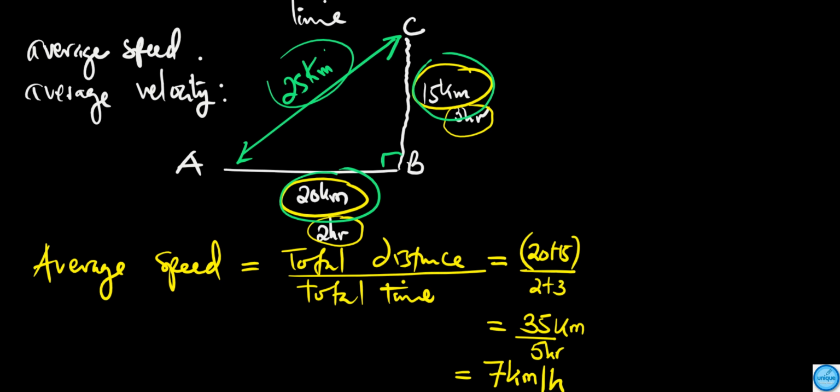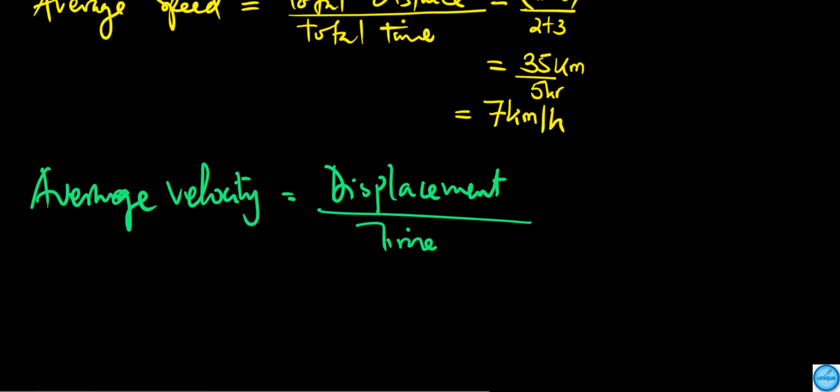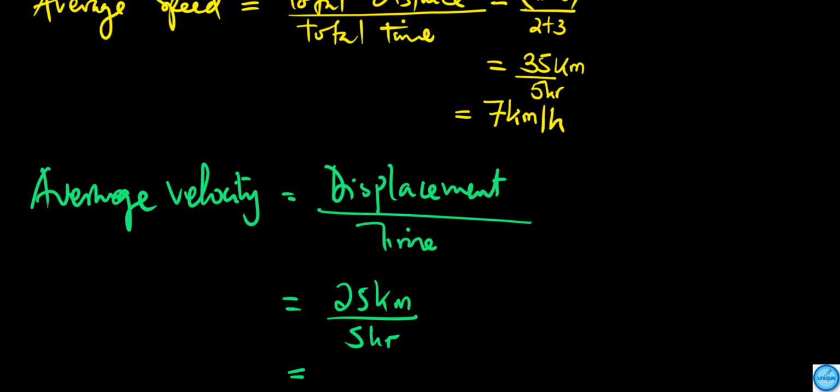So to find average velocity, our displacement is 25 kilometers. Then the time taken is the sum of 2 and 3, which is 5 hours. The average velocity is 25 divided by 5, the answer is 5. So we have 5 kilometers per hour.